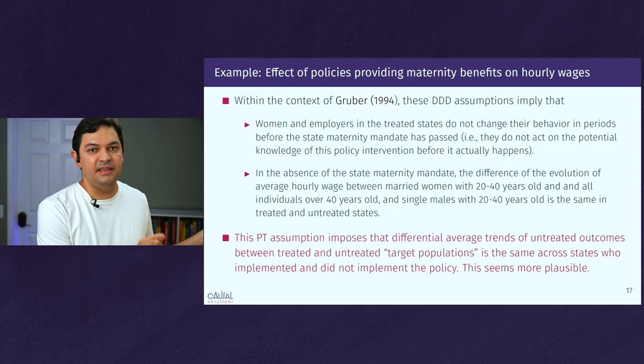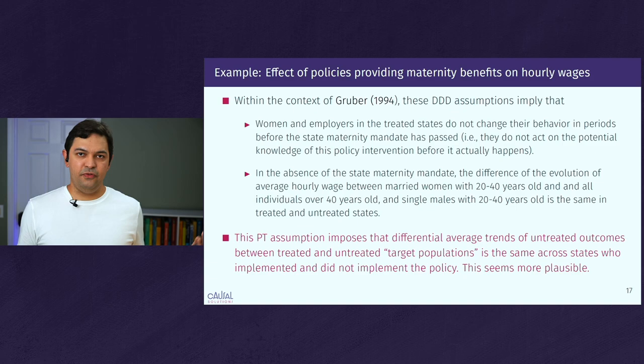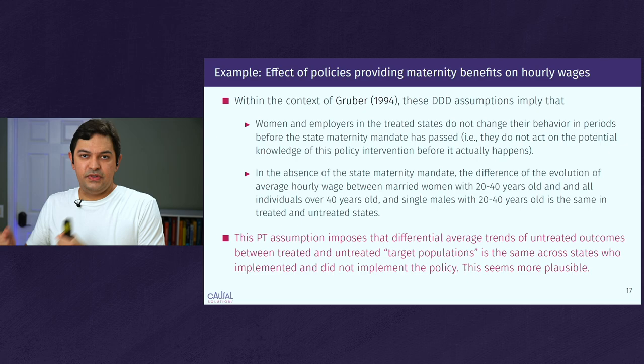This seems more plausible than the assumptions before. We are not ruling out gender-specific trends. We are not ruling out state-specific shocks, right? But we are allowing them to happen in some way that is stable across two groups of states. And that's the gist of triple differences.